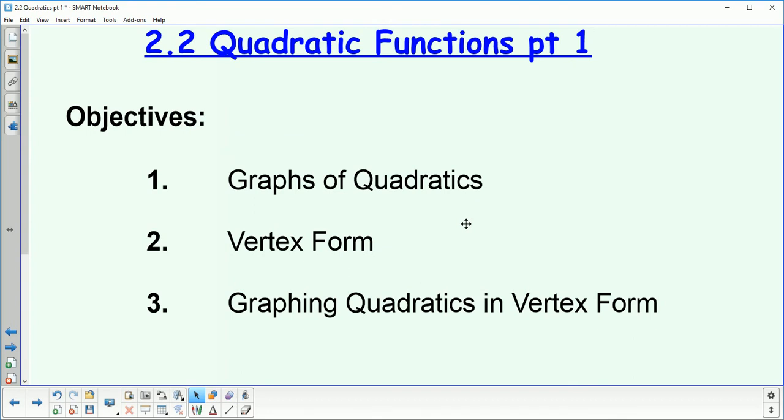Vertex form, remember, just gives us some basic information. It tells us what our vertex is. We're going to find our x-intercepts by setting the equation equal to 0, solving for x. You're going to find your y-intercepts by plugging in 0 for x and solving or simplifying for y. And then we can put all that information on the graph to finish our parabola.